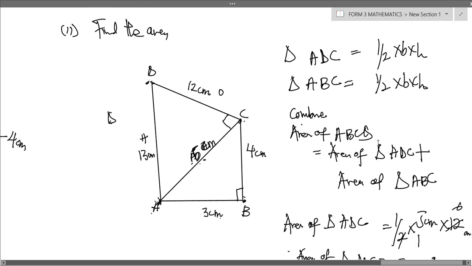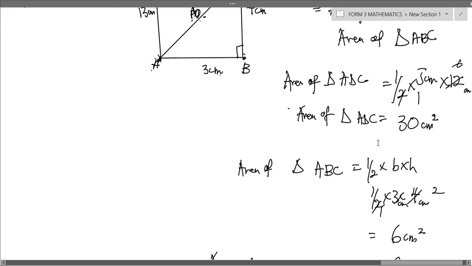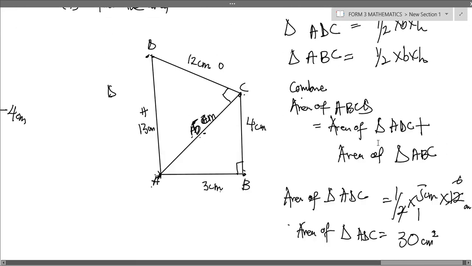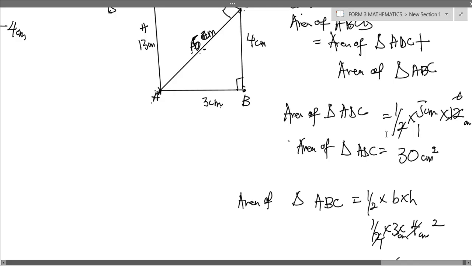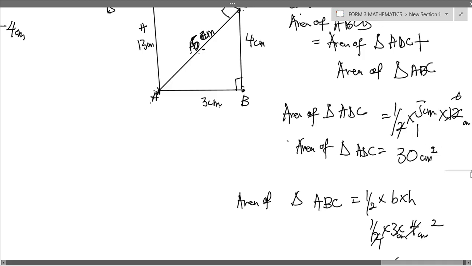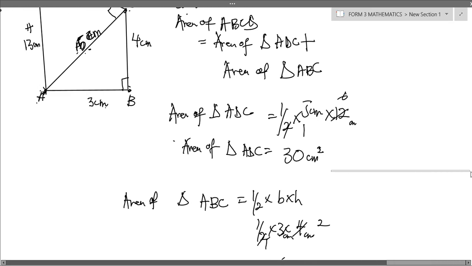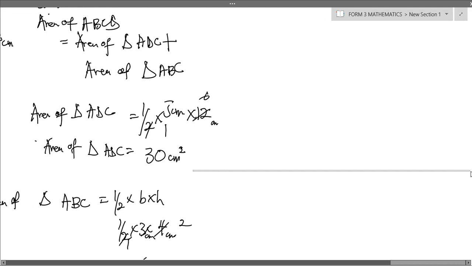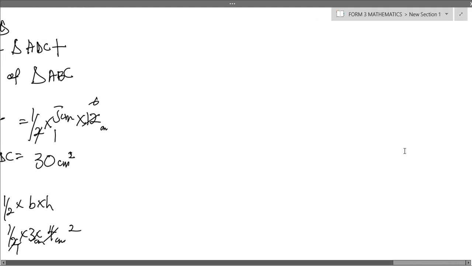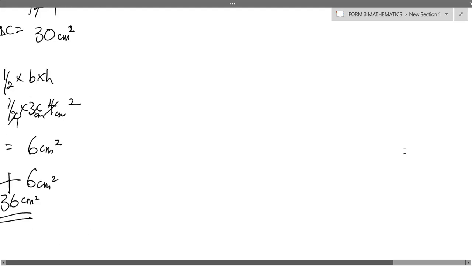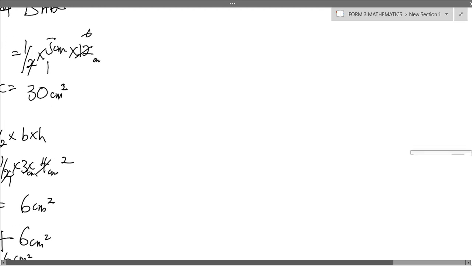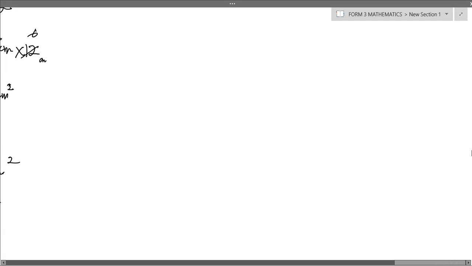So now in this question, we're able to solve for the perimeter, and then we're able to solve for the area as well. Now let's continue with this question. So today we'll be solving a lot of questions.